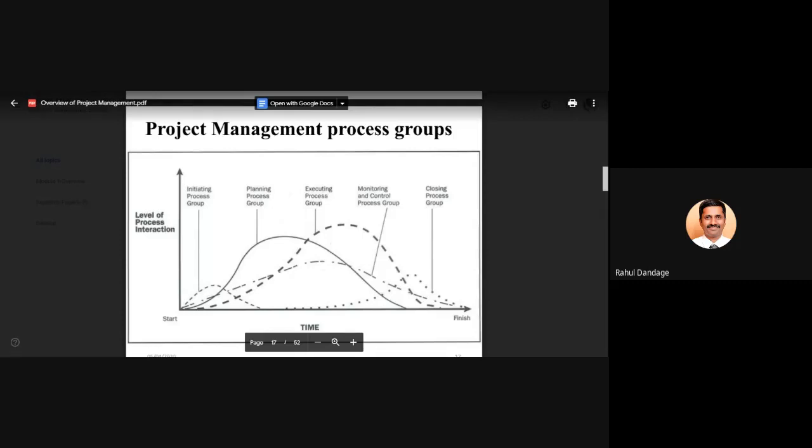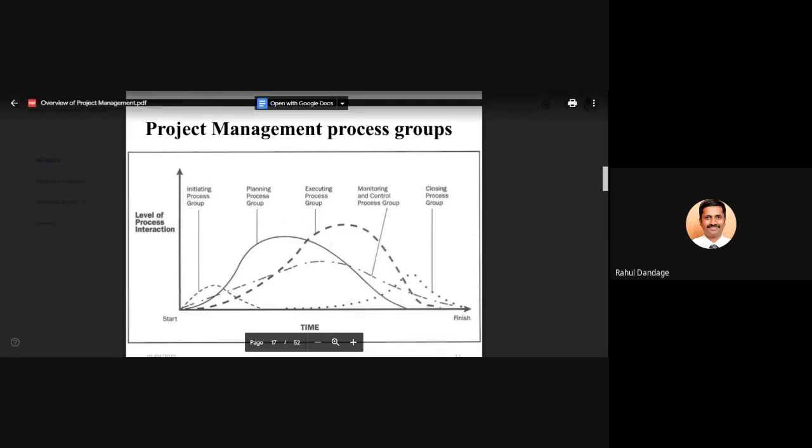So there are five process groups, and these are the way they have their level of process interactions and the spread of the process groups over the entire lifespan of your project, how these process groups are distributed. Now, let us try to understand the various activities or processes which are actually involved in each process group, whatever we have defined.